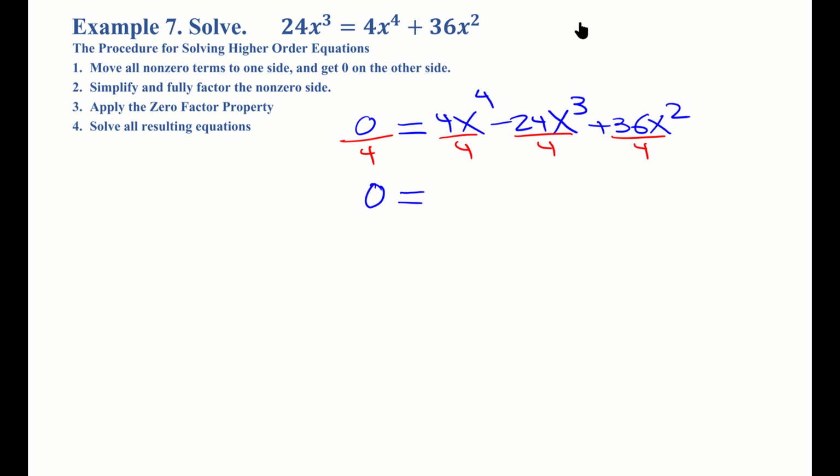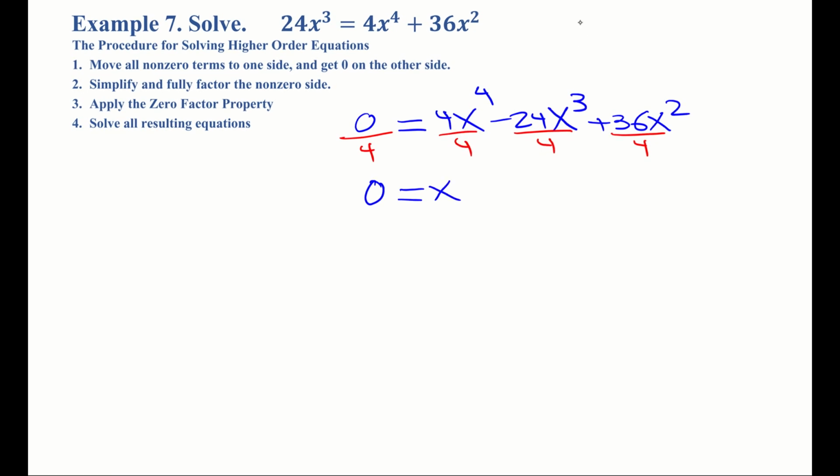So we just get 1x to the 4, which is x to the 4, minus 24 divided by 4 is 6, so minus 6x cubed. And 36 divided by 4 is 9, so plus 9x squared, right? So notice our numbers became quite a bit nicer. And we haven't done anything illegal because we didn't divide by any variables, right?